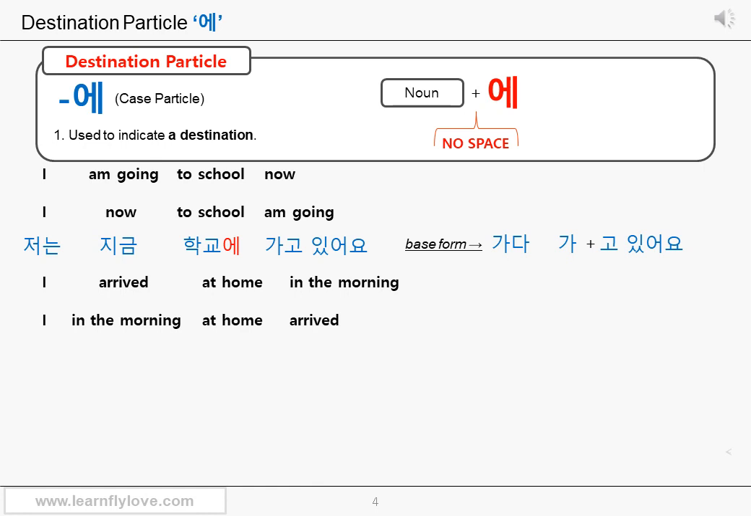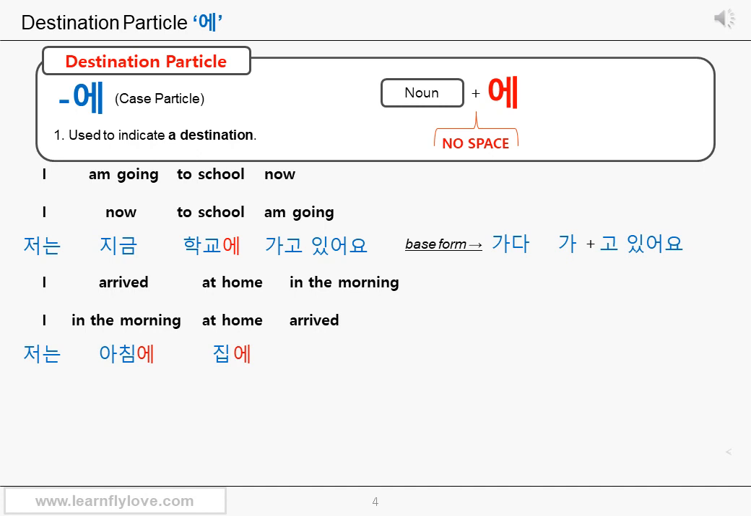I, 저는, in the morning. What is the noun for morning? Yes, 아침. 아침 is a noun. So in order to make it sound like in the morning in Korean, you must add a time particle 에 to 아침. 아침에. If you don't add this particle 에 to 아침, it wouldn't mean in the morning. At home. Home is the destination of the verb arrived. So you add a destination particle 에.